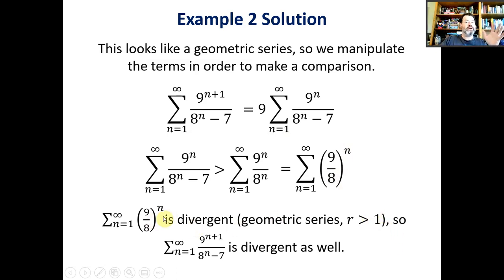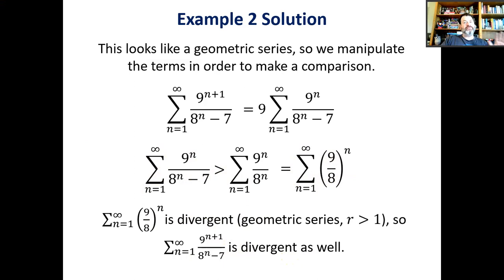So don't worry about trying to get it to look perfect. You just want to get it to the point that you know what r is, and then you know if it diverges or converges. So if our comparison series diverges, and our original series was bigger than a divergent series, that means that the original series must diverge as well.